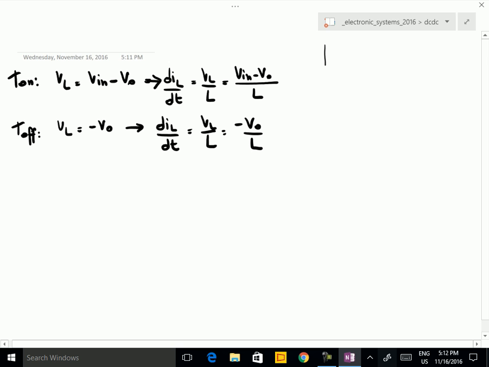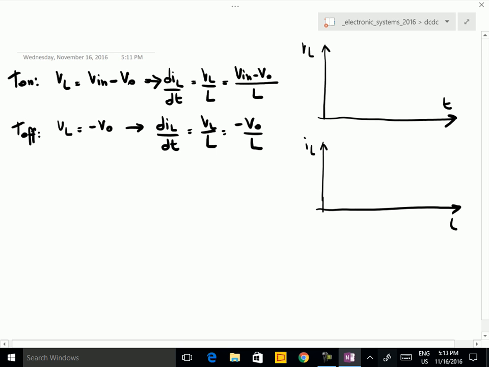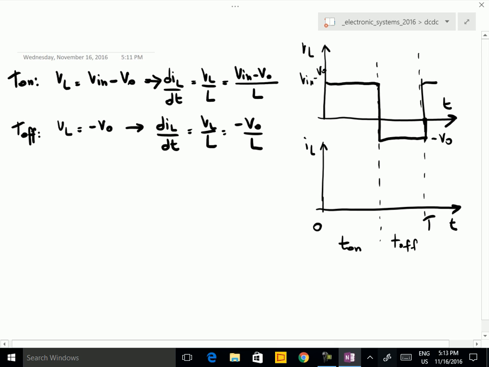If we want to draw VL in time and IL as a function of time, we have the following thing. Let's assume that this is T on and then this is T off, as before, and this is T and this is 0. During T on, this is V in minus VO. During T off, this is minus VO, and then again. Okay, because this is periodic.